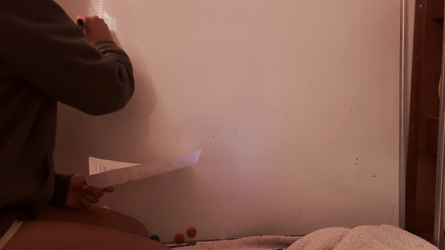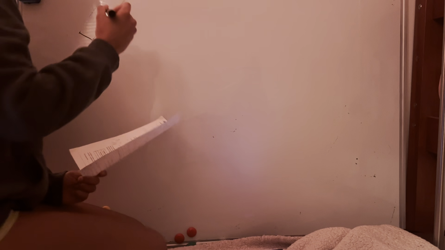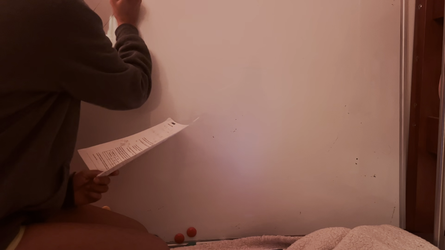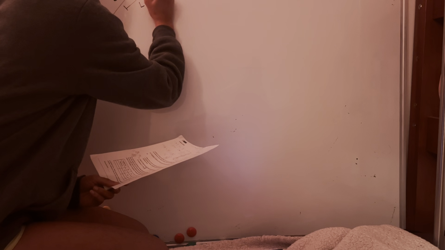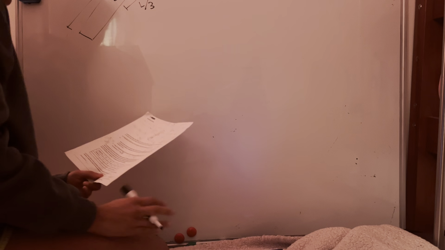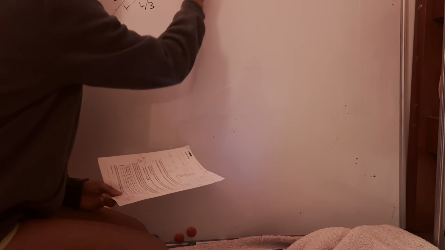So they give us a rod, and they give us a pivot point. They tell us that the distance of the entire rod is L, the distance from the pivot to the end is L/3. And they're saying this is the vertical. It creates an angle of theta with the vertical.